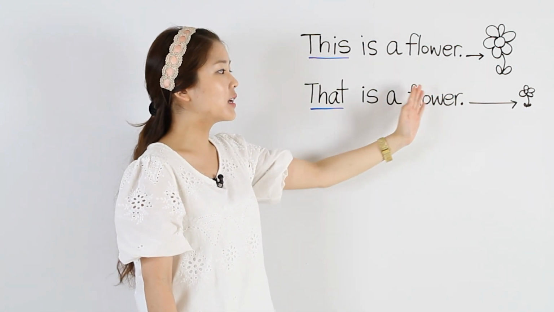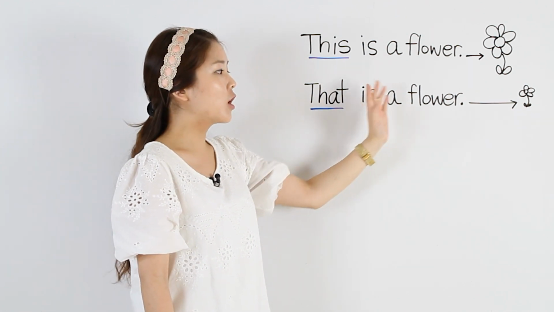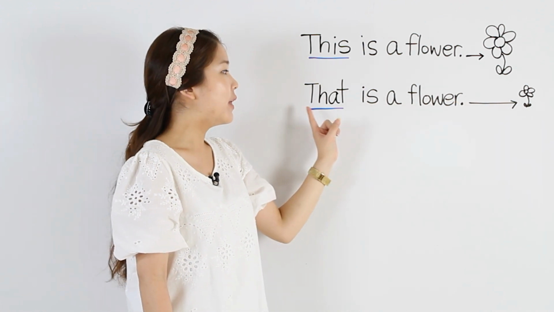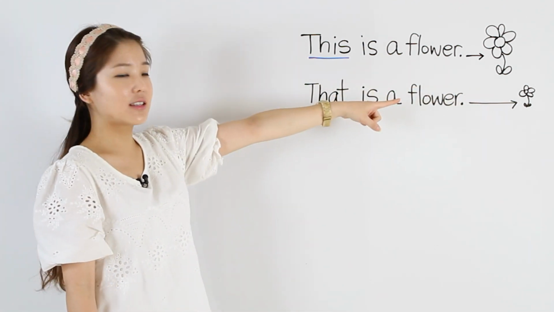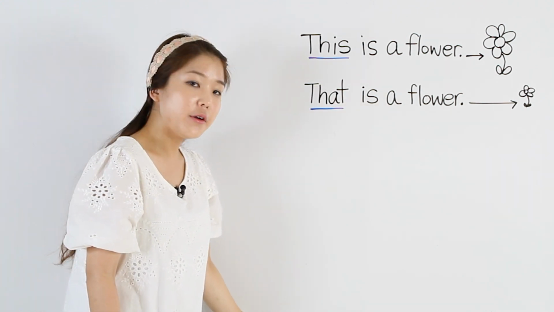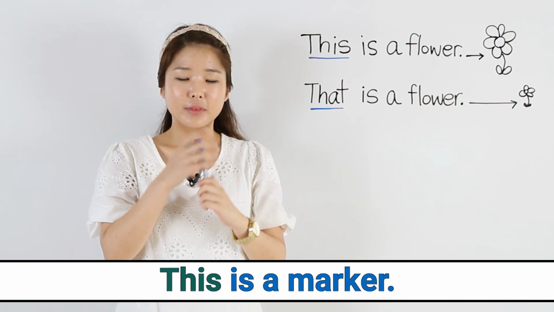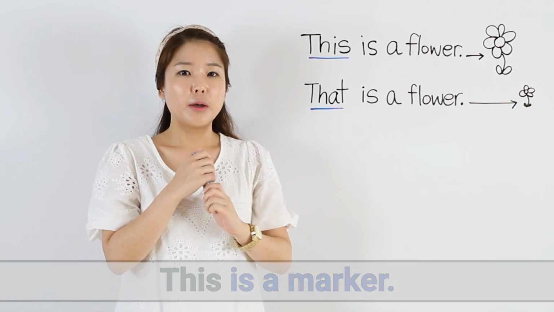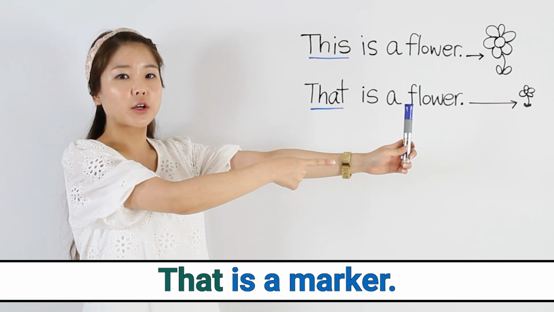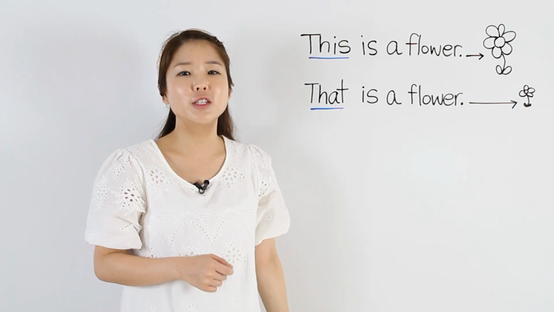That is a flower. Okay, we use that to talk about one noun that's far away. So that is a flower. Okay, for another example, this is a marker. It's close to me. But that is a marker. It's far away. Okay, let's move on to the next part.